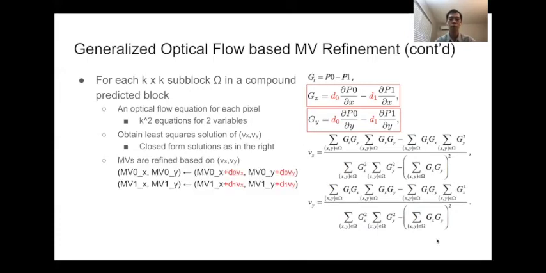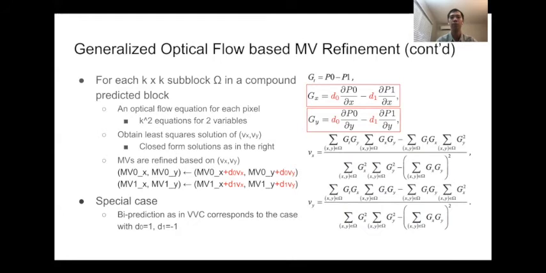We also do the refinement of the motion vector based on the fine motion. And I would like to mention one special case, that is when D0 is 1 and D1 is -1, it reduces to the traditional bi-prediction as in the VVC scheme.